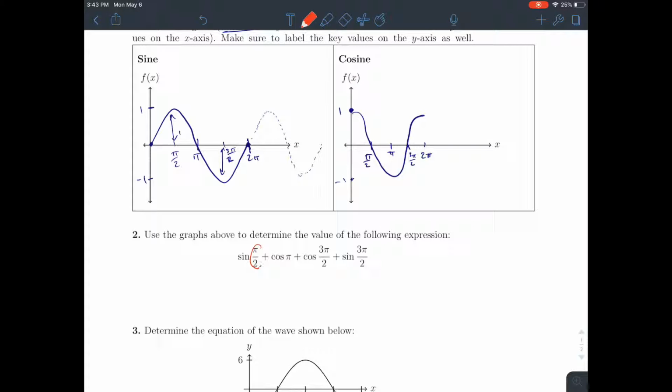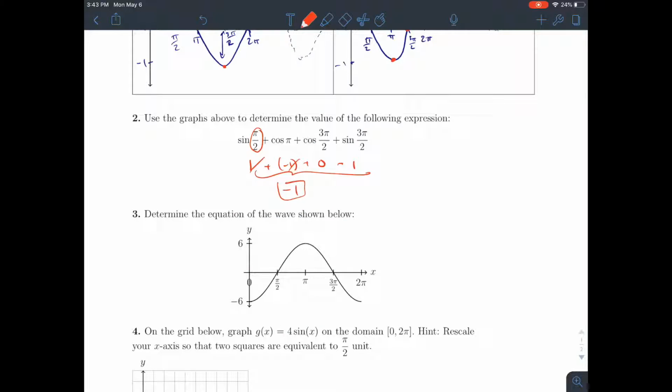So for sine of pi over 2, we go to our sine graph at pi over 2. When we plug in pi over 2 as the x value, the y value is 1. So the output here is 1. Cosine of pi has output -1. Cosine of 3 pi over 2 has output 0. Sine of 3 pi over 2 has output -1. So it looks like in total we'll get -1 for this.